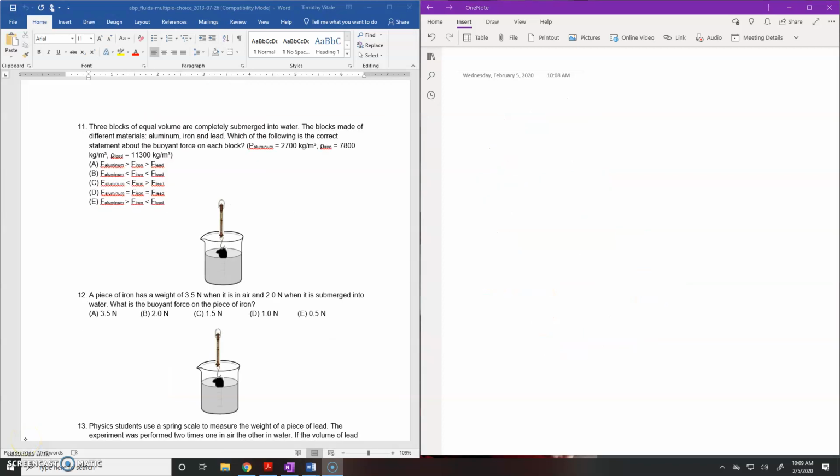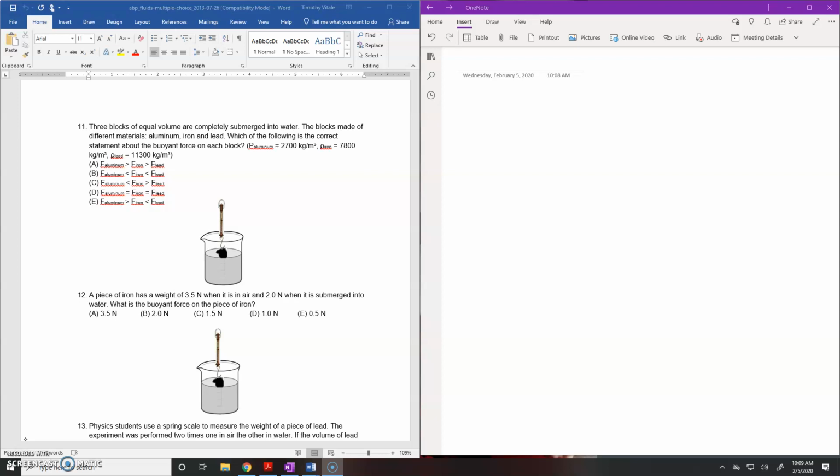So you have 3 blocks of equal volume that are completely submerged in water. The blocks are made of different materials: aluminum, iron, and lead. Which of the following is the correct statement about the buoyant force on each block? This is a trick question. The buoyant force does not depend on the thing that you're submerging. It depends on the fluid.